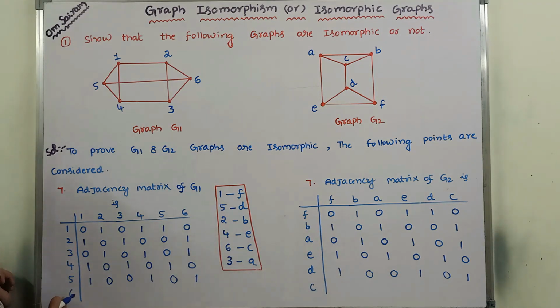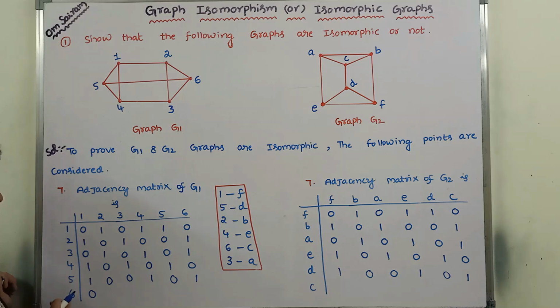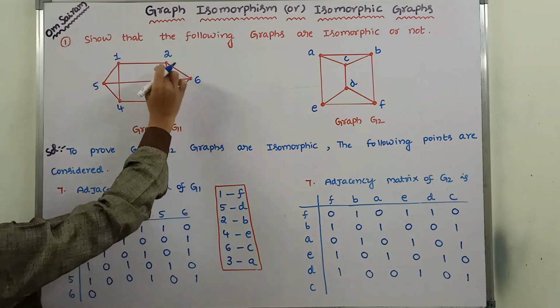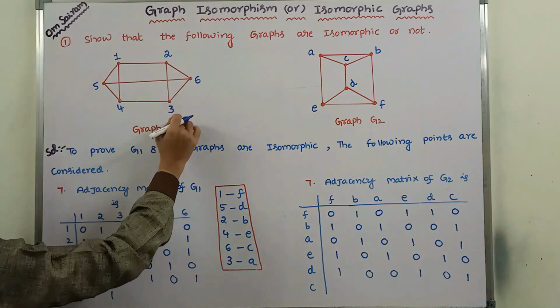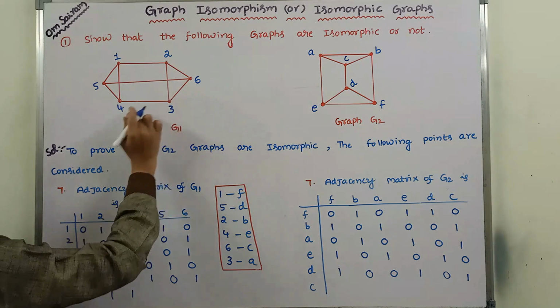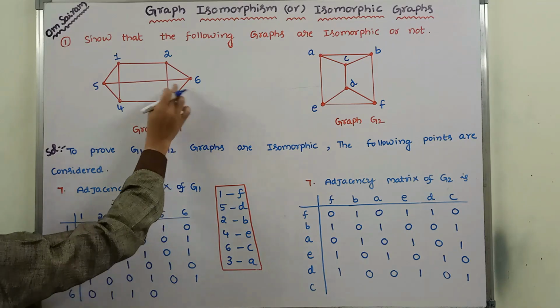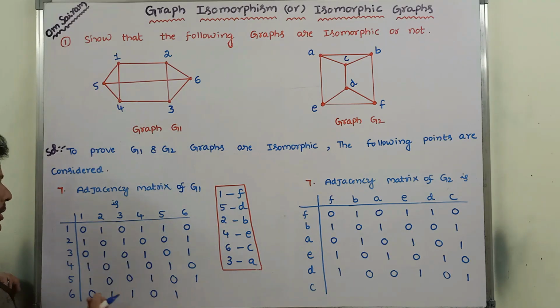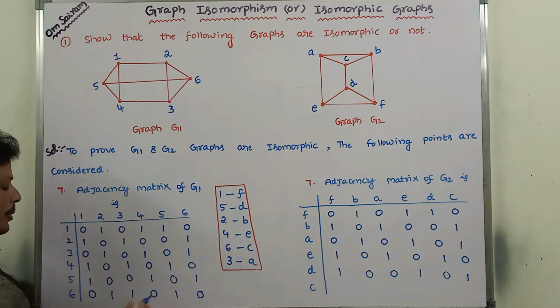Next one, the sixth row in G1. 6 to 1. There is no edge between 6 and 1, so its value is 0. 6 to 2. There is an edge between 6 and 2, so its value is 1. 6 to 3. There is an edge between 6 and 3, so its value is 1. 6 to 4. There is no edge between 6 and 4, so its value is 0. 6 to 5. There is an edge between 6 and 5, so its value is 1. 6 to 6. There is no self loop here, so its value is 0. So we are getting 0, 1, 1, 0, 1, 0.